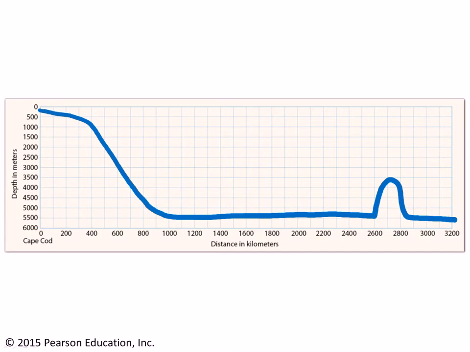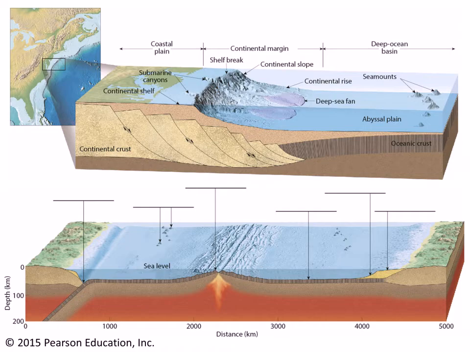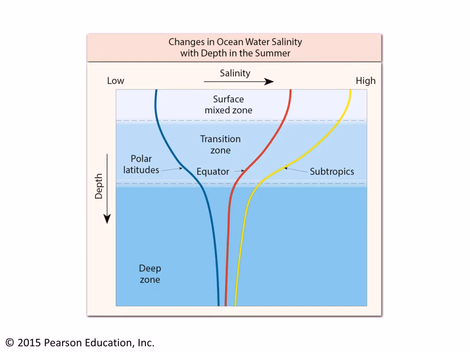Different profiles reflect different features on the seafloor. Some of those features are shown here in this image. Up at the top you can see the continental shelf, the continental slope, the continental rise, the abyssal plain, and then decorating the abyssal plain are a series of seamounts. All those features are the sorts of things that you're going to need to label in another diagram like the one on the bottom.